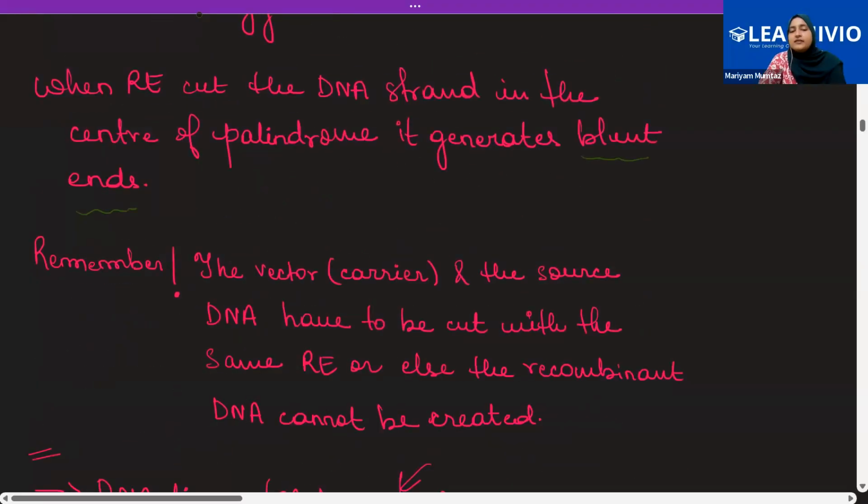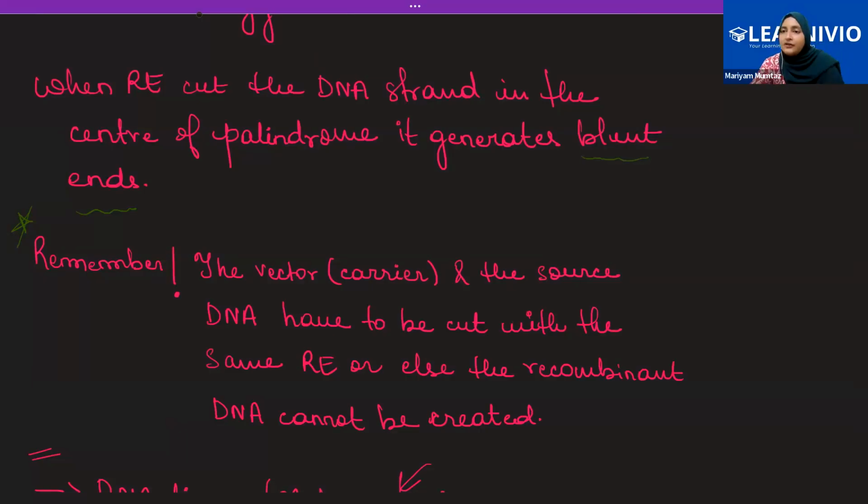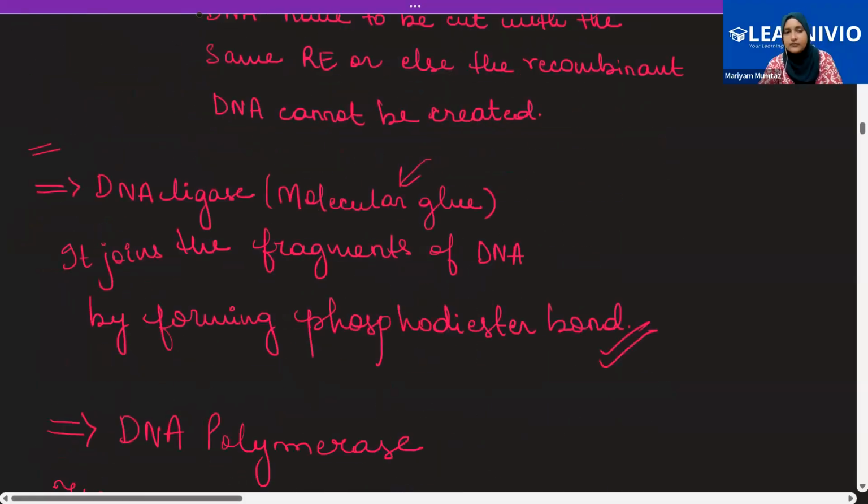Now, always remember this as a rule: once you cut the DNA, you will load it onto a vector. So always remember that the vector and the DNA must be cut with the same restriction enzyme, or else they will never be joined. For example, if you are using EcoR1 to cut the DNA, then you have to use EcoR1 to cut the vector as well. This is the rule, because otherwise it will not join.